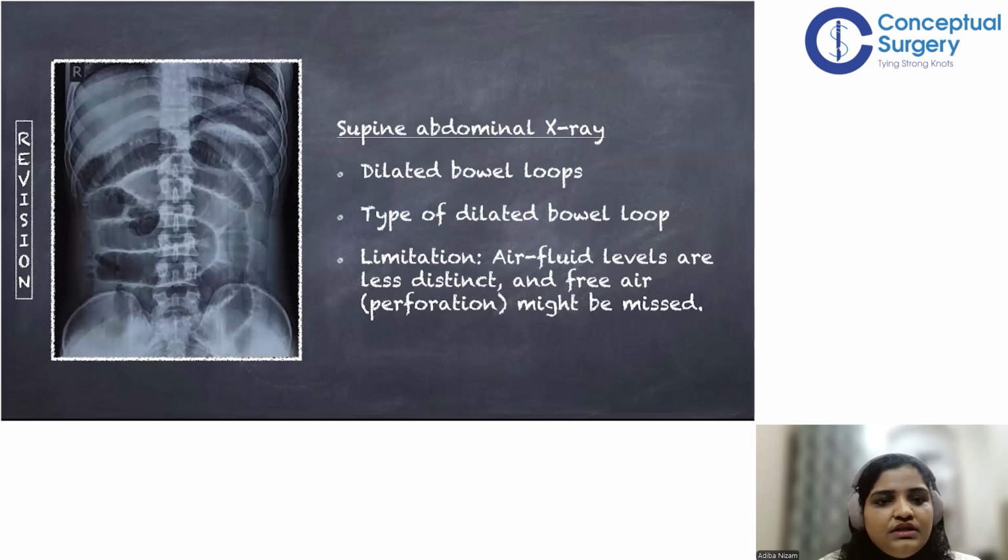Here we are able to see the dilated bowel loops. We'll be able to identify what is the type of bowel loop that is dilated. And the limitation of this projection is that the air fluid levels are less distinct here and free air or perforation might be missed on this X-ray.